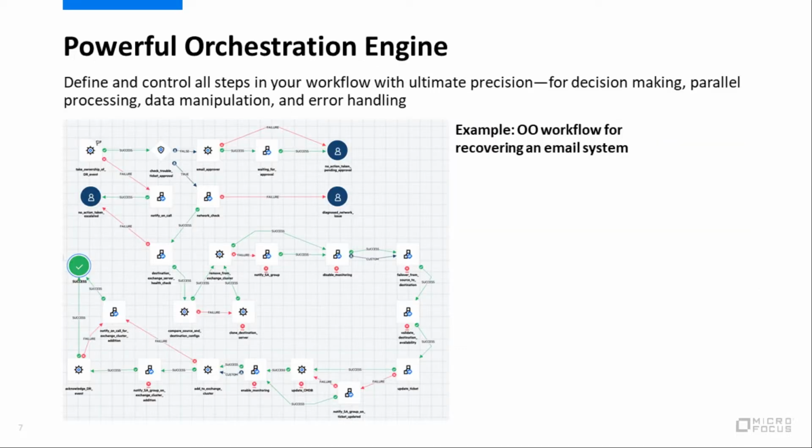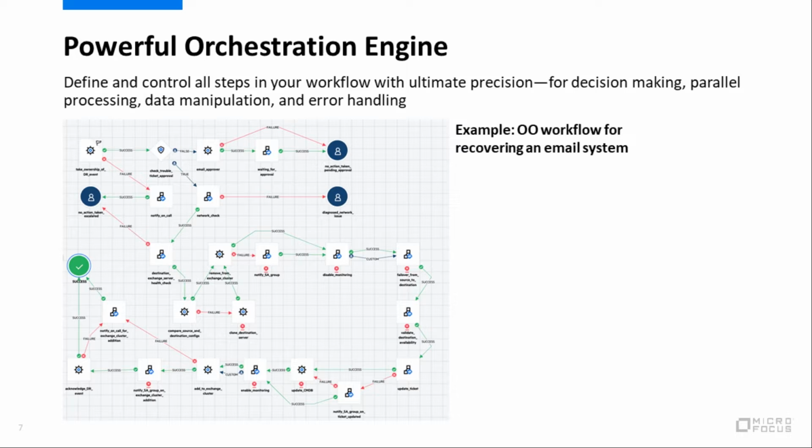All of this runs in a powerful orchestration engine, and you can define different rules inside. You can have flows with decision-making, parallel processing, data manipulation, and error handling logic. Define and control all the steps in flows with ultimate precision. Here, for example, you are looking at all the steps involved in an orchestrated recovery of an email system. So the workflow starts the recovery process when a change ticket declaring a disaster recovery event for an email system is approved.